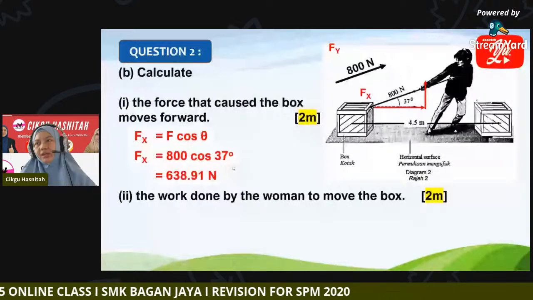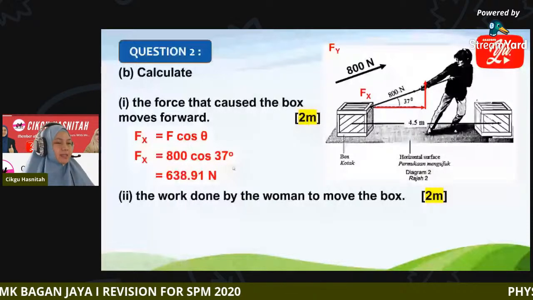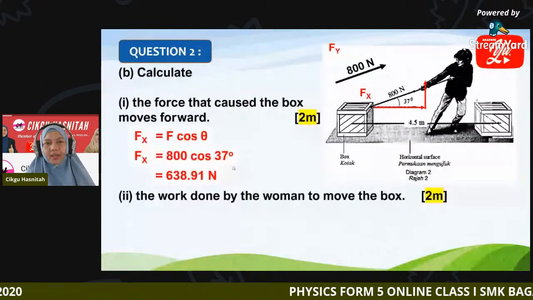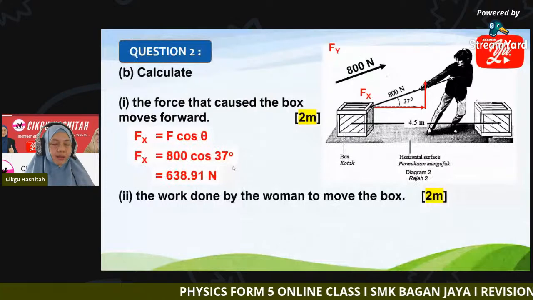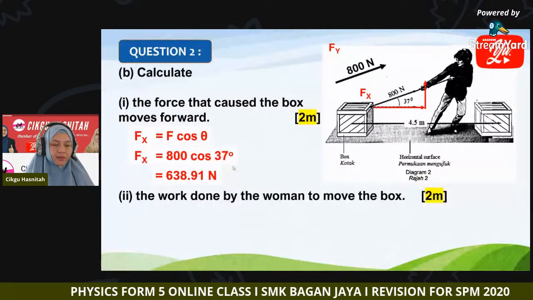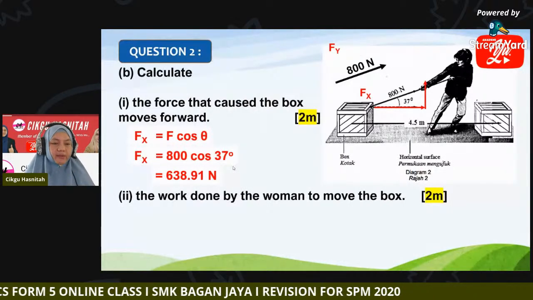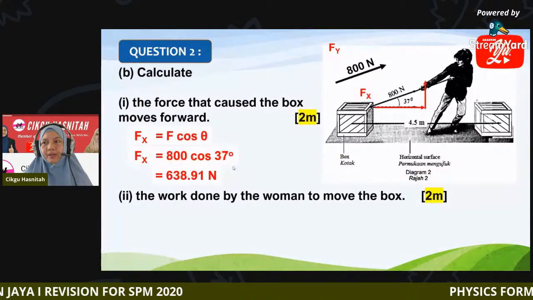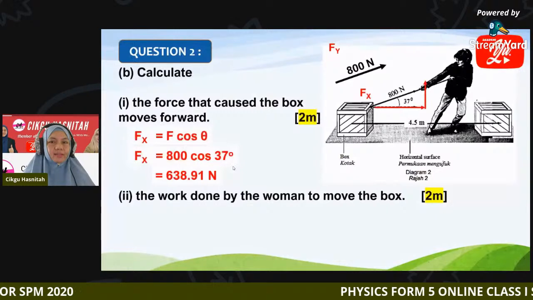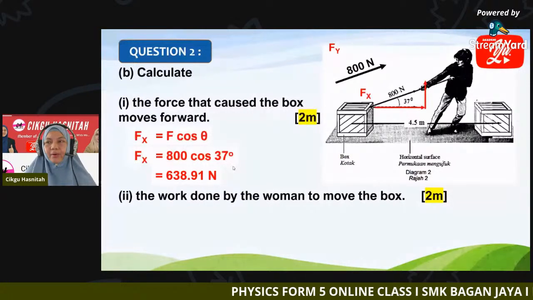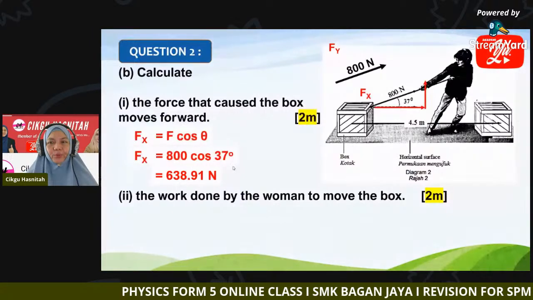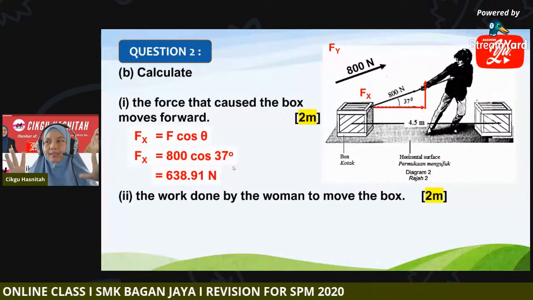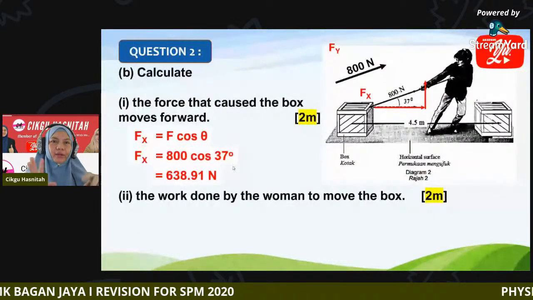638.91 Newton. Can you check, is this answer correct? 638.91 Newton, 800 cos 37. Is it correct? 638.91 Newton, fx. Second, you have to find the work done by the woman to move the box. How much work done by the woman in order to move the box?